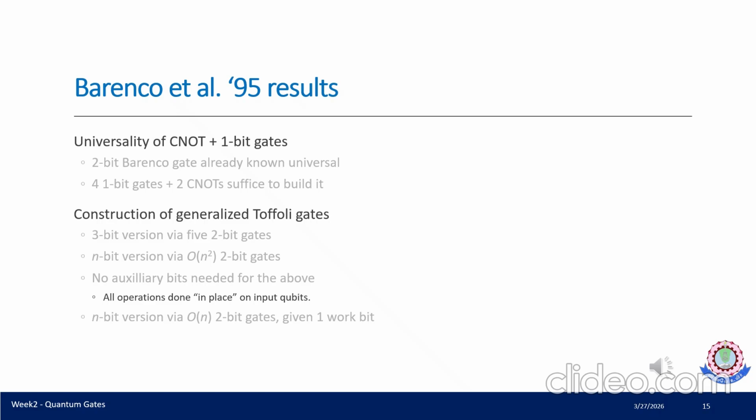So construction of generalized Toffoli gates: a 3-bit version via 5 2-bit gates. So the n-bit version via orthogonal complexity, which is going to reflect the 2-bit gates. No auxiliary bits are going to be needed for this. All operations are done in place on input bits, and the n-bit version via logarithmic of n, which is going to reveal 2-bit gates given 1 work bit.